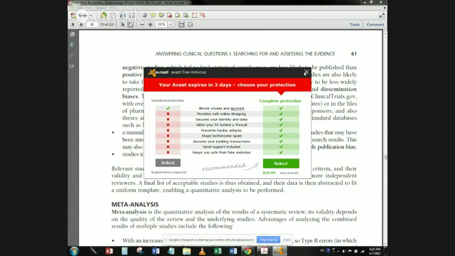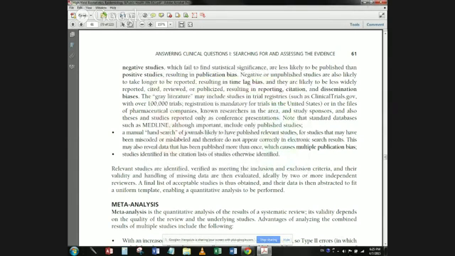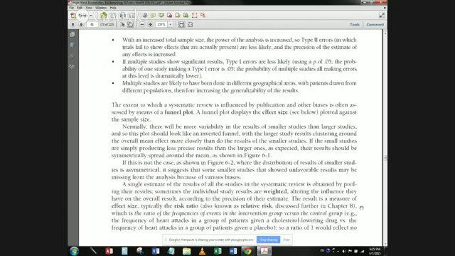Meta-analysis. Meta-analysis is the quantitative analysis of the results of a systematic review. Its validity depends on the quality of the review and the underlying studies. Advantages of analyzing the combined results of multiple studies include the following. With an increased total sample size, the power of the analysis is increased. So type 2 errors, in which trials fail to show effects that are truly present, are less likely, and the precision of the estimate of any effects is increased.